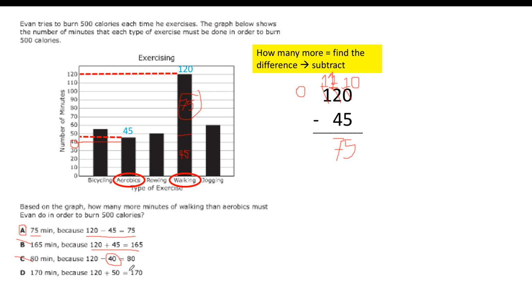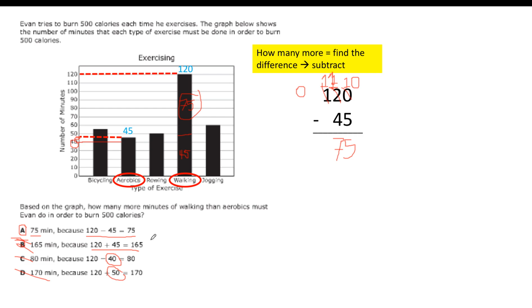170 minutes because 120 plus 50 is 170. Well, we know that we're not supposed to add. We already figured that out. And this 50 number would have come from if you measured here and then measured up. But again, we know that it hit right in between, so we know that that number was 45 and not 50, so we can eliminate D. And that's what leads us to our answer of A, 75 minutes. Nice job, friends. Way to read that graph.